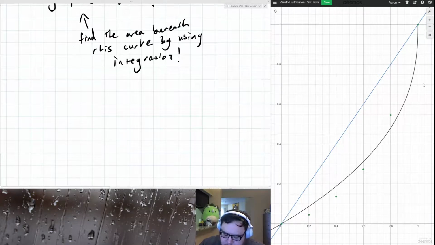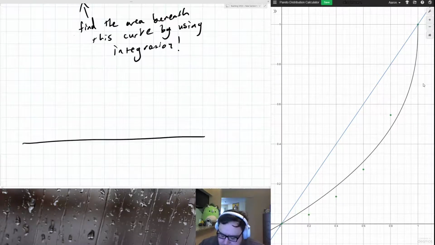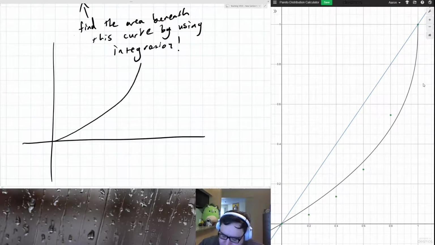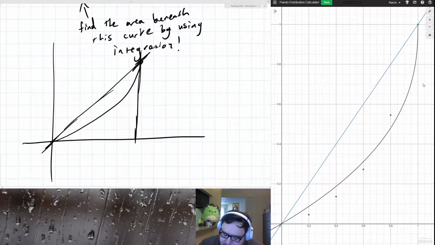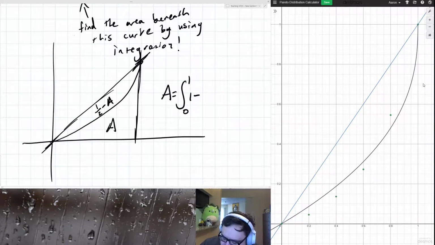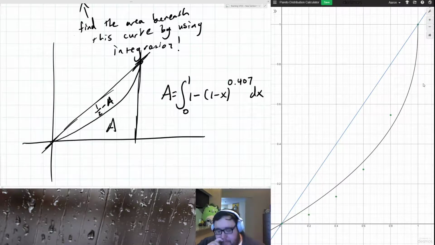In other words, in our picture here, we have our Lorenz curve and we have our line of total equality. If we call this area A, this is 1/2 minus A. And A is equal to the integral from 0 to 1 of 1 minus x to the power of 0.407 dx.